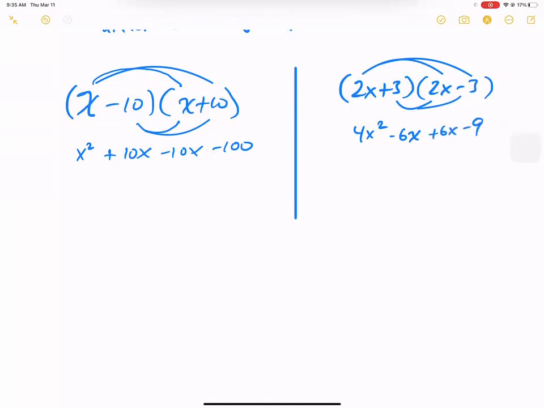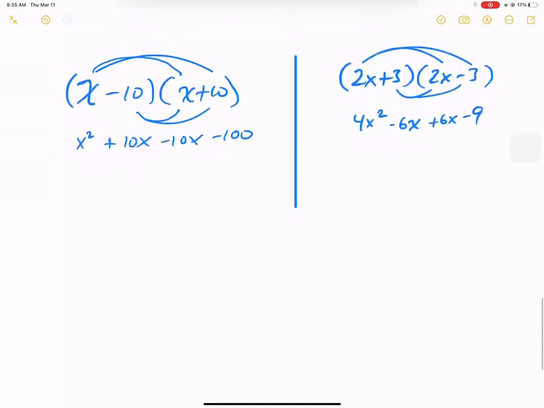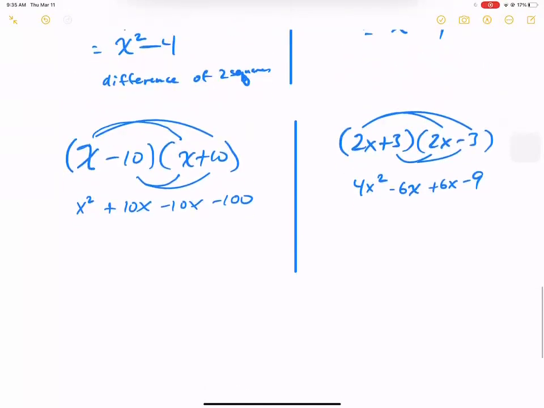Alright, and hopefully you might see also, like what we just saw before, that our middle terms cancel out. And we're left with x squared minus 100 and 4x squared minus 9. Okay, and this is a super cool trick. This happens a lot. You'll see these a lot. And the idea is you can just go from here to here, from here to here. The middle terms will always cancel out, the plus and minus.